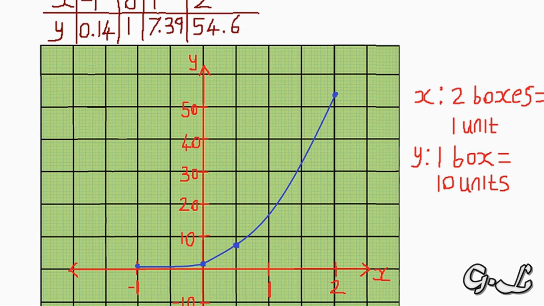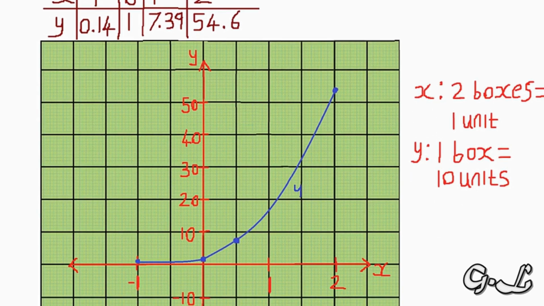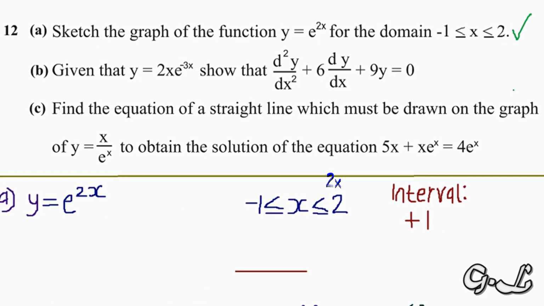So that is how it is supposed to be. This is how you sketch the graph. So you even say there that that is the graph of y is equal to e to the 2x. So this is the graph itself. This is how you're supposed to answer such questions. This is how you score marks for such questions.